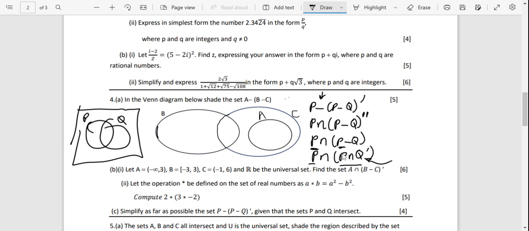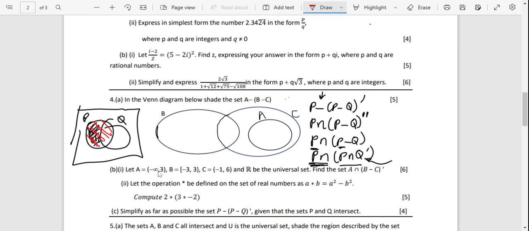P intersection Q complement means what is in P, but it should be outside Q. Okay, it is in P, but it is outside Q. This is the region. If it was union, we would have shaded even the outside. And then we want where it intersects with the set P. Where does it intersect with the set P? What is the set P? The set P is the whole of this.